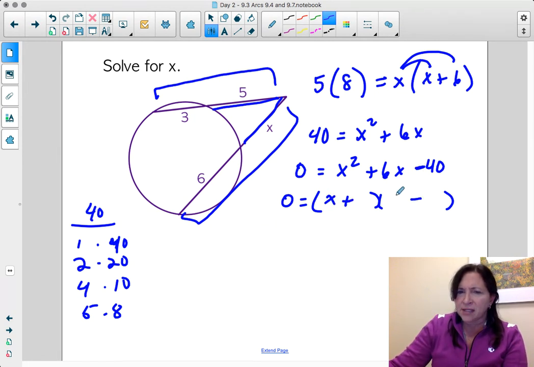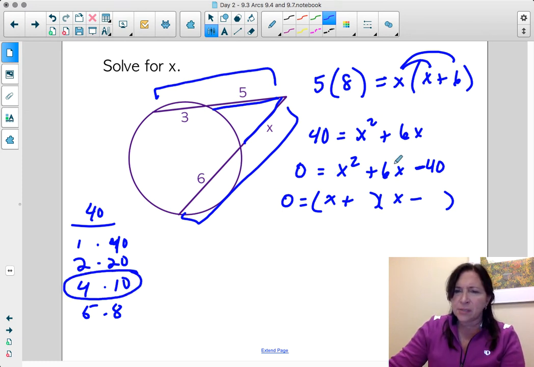We know this is X times X, which is going to give us X squared. But which one of these is going to add up to be 6? Since I don't have a value in front of my X, I don't have to worry about that. So it's going to be this one. And I notice it's a positive 6. So that means that this is going to be a positive 10 and a minus 4. So we're going to split this up.